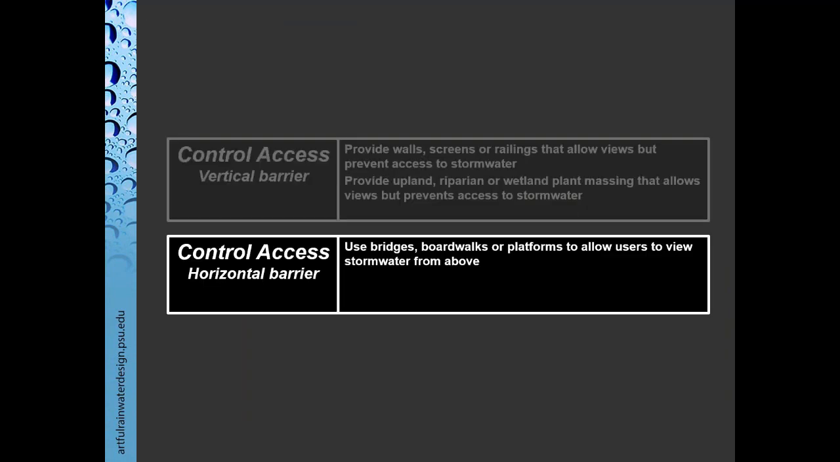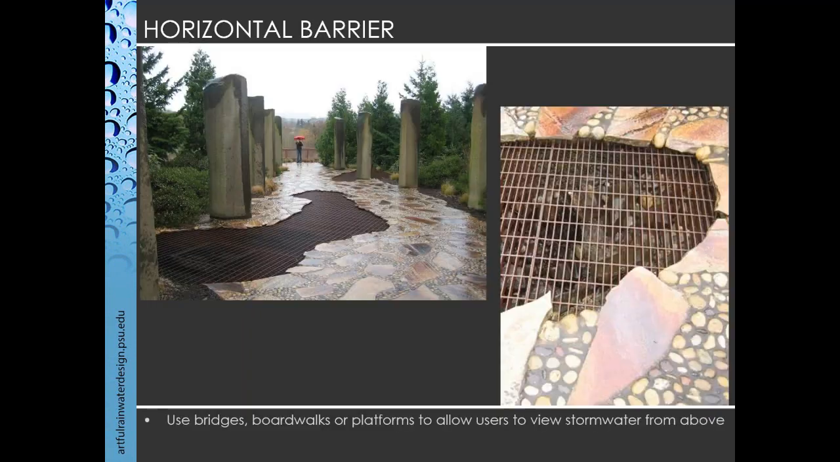The one that we think is kind of fun, though, is when you start to look at horizontal barriers. And that is, how do you put people above the water? I guess we could put them below the water, but I haven't seen any examples of that yet. It probably wouldn't be hard, to be truthful. But the idea of using bridges and boardwalks and platforms so that folks can be above the water and actually see it flowing through. Fairly straightforward, simple solution, and absolutely safe.